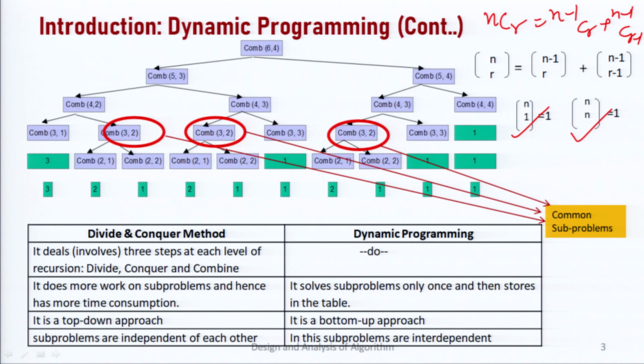If we talk about dynamic programming, what dynamic programming does is it solves a common sub problem only once and saves it into the table, and that answer is further used for the next common sub problem. So, this is the application of dynamic programming.